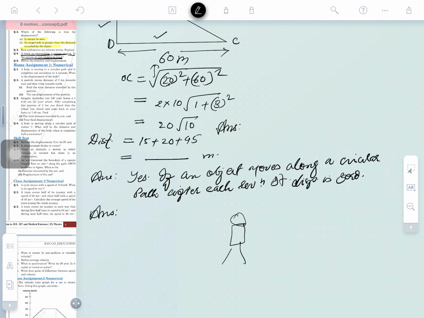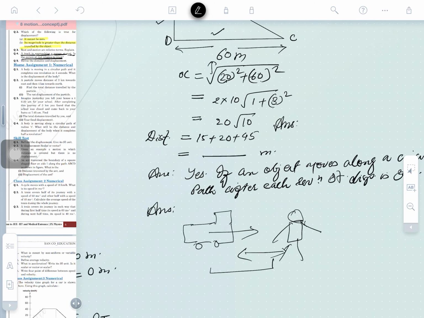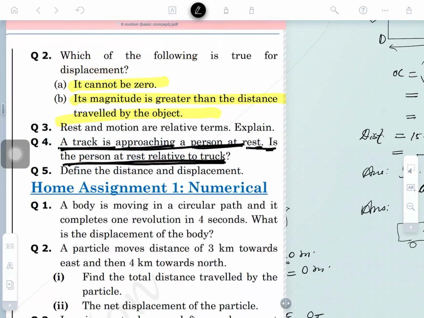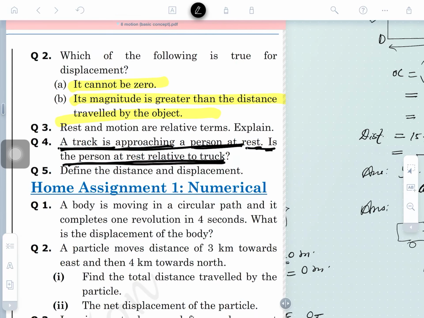There is a person. A truck is moving toward him. With respect to the truck, the person is in motion because the distance between them is changing. So, what will we observe here? It depends on where the person is. Yes, if the person is sitting inside the truck, then the man is not at rest, he will appear in motion. Define distance and displacement.